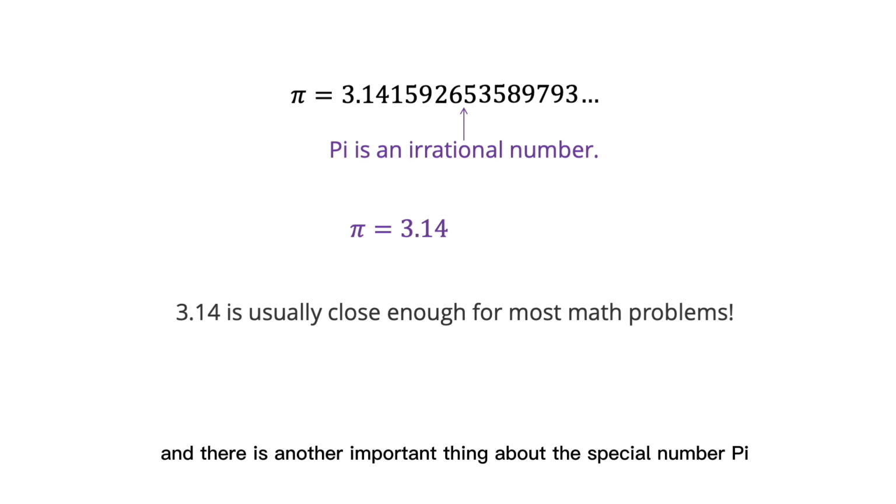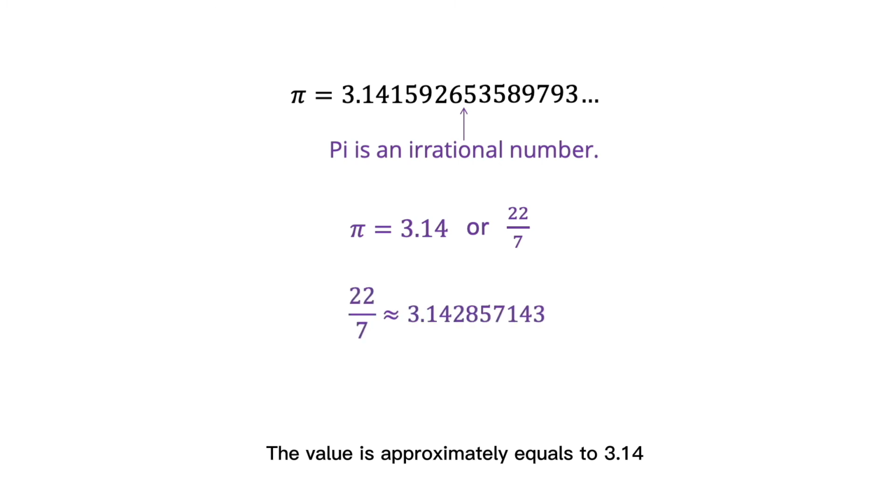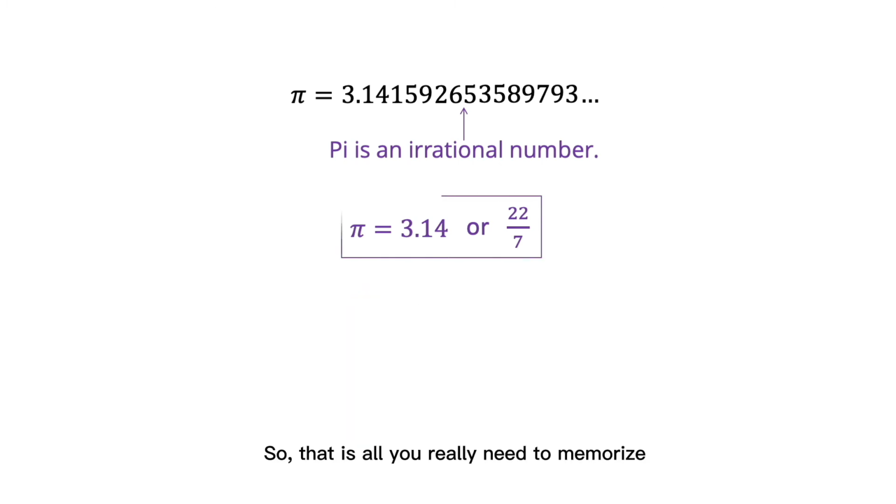And there is another important thing about the special number pi, that is, we can also get the same value if we divide 22 by 7. The value is approximately equal to 3.14. So, that is all you really need to memorize. Keep in mind, we could write pi with just 2 decimal places, that is 3.14, or write it as 22 divided by 7.